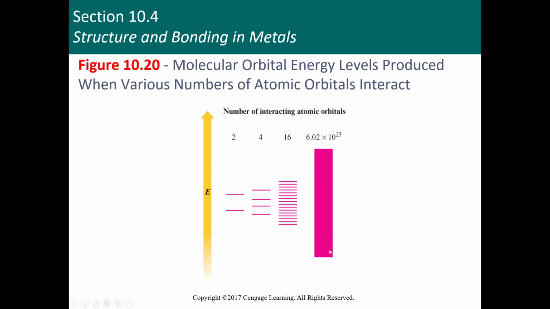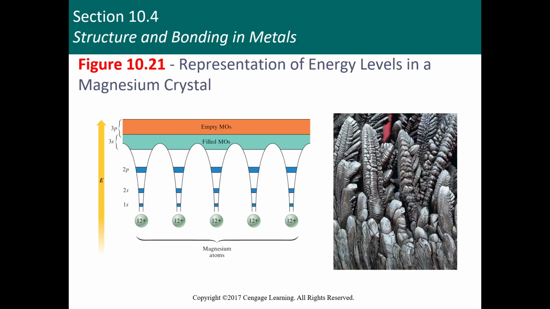It looks like a solid band of orbitals, doesn't it? And that's because you have 10 to the 23rd of them. There's a huge number of these. They're all very close in energy, and you just can't separate them enough to tell the difference. So we talk about these in bands, just like so.